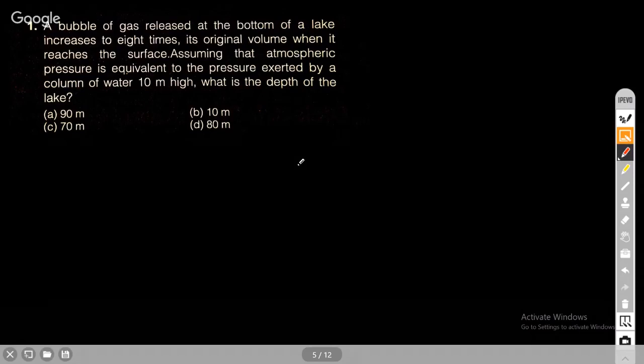Okay. Solve this question, guys. First question. A bubble of gas released at the bottom of a lake increased to 8 times its original volume when it reaches the surface. Assume that atmospheric pressure is equivalent to the pressure exerted by a column of water of 10-meter height. What is the depth of the lake? Solve this question.